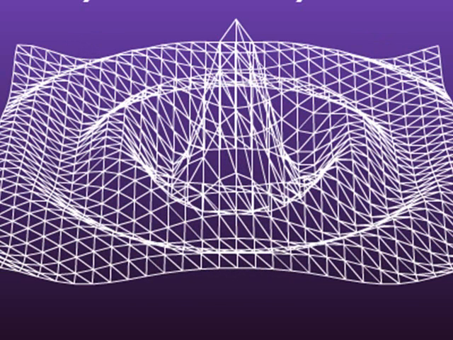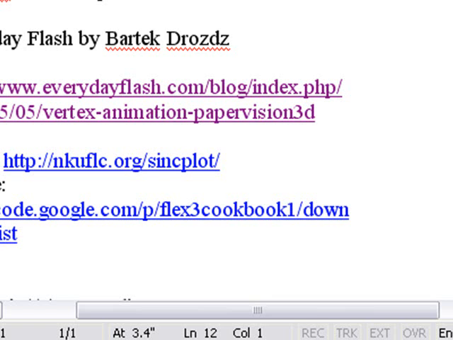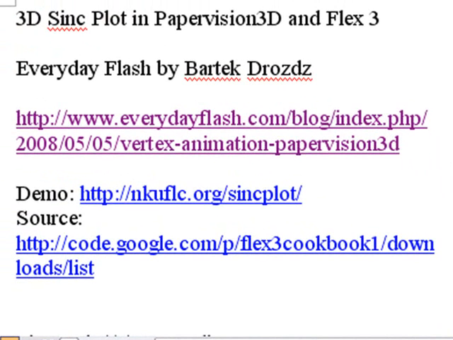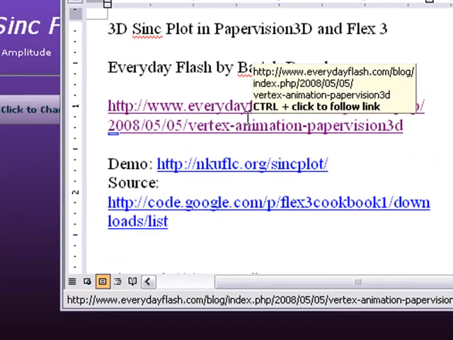And this is actually fairly easy to build in Papervision. I'm going to show you how to do it. And we've gotten a lot of help because there's someone out there. His name is Bartek Drozdz, and he's got a blog called Everyday Flash. And he's written a program. It's not a plotter program like mine, plotting a mathematical function, but it plotted a waving flag, like a waving vertex sheet. Let's go to that website and take a look at it right now.